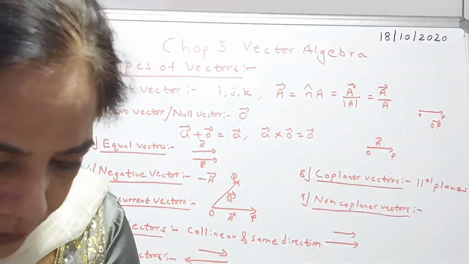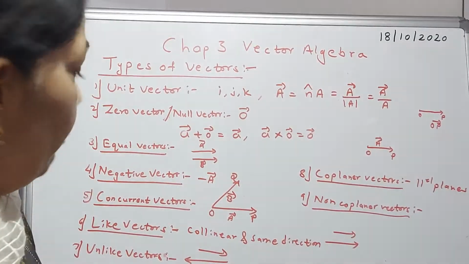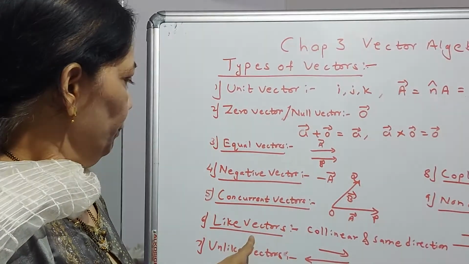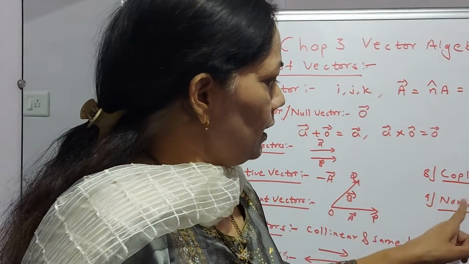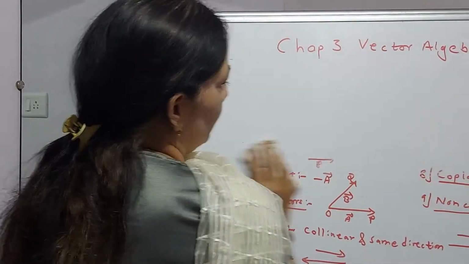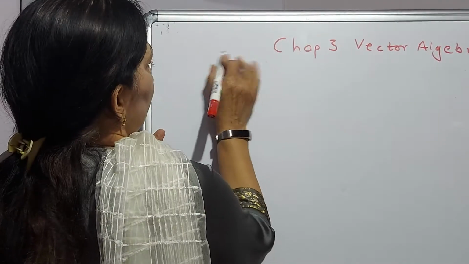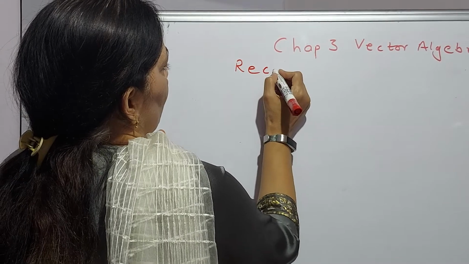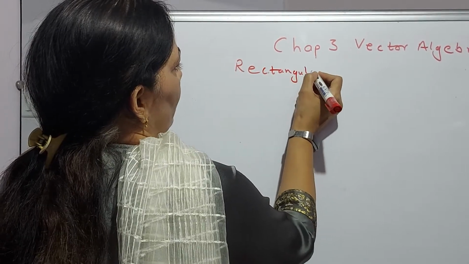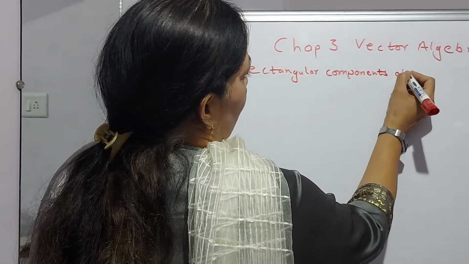Correct? Then we'll go to the next topic. So again I'll revise: unit vector, then we have the null vector, then equal vectors, negative vector, concurrent vector, then like vectors, unlike vectors, coplanar vectors and non-coplanar vectors. Correct? Then we'll go to the next topic, which is called graphical or rectangular components of vector.